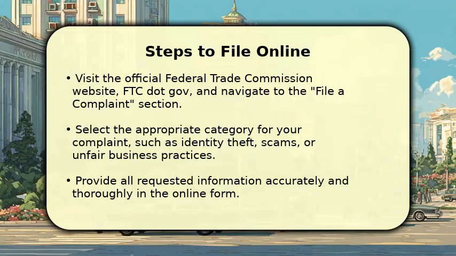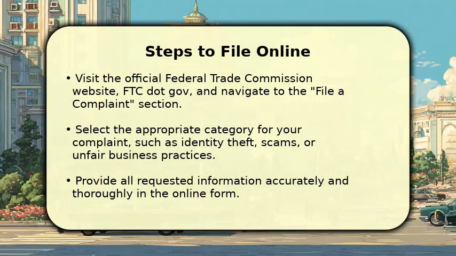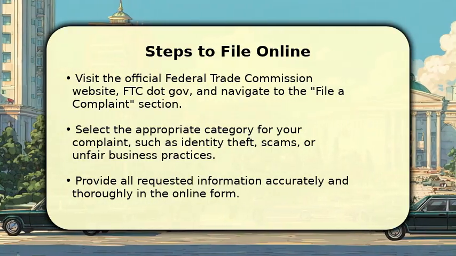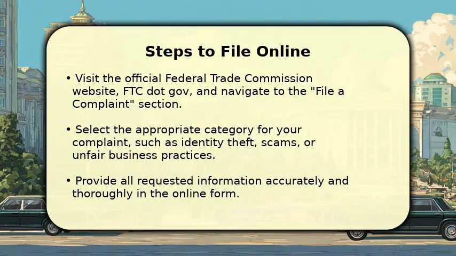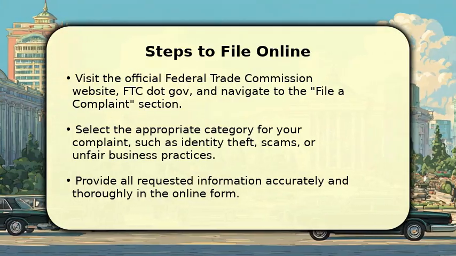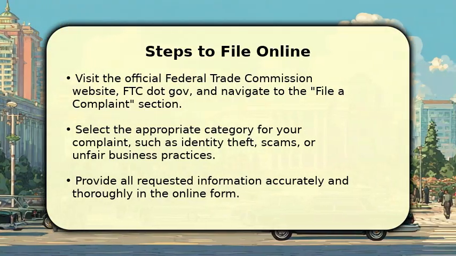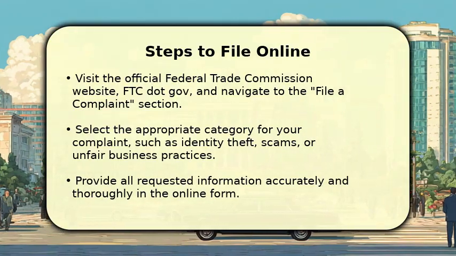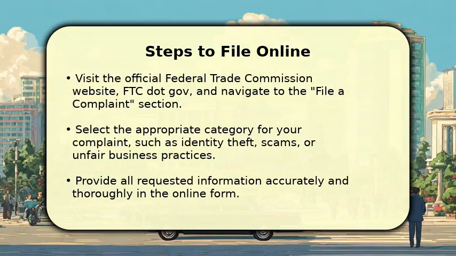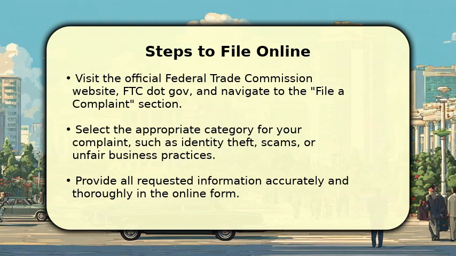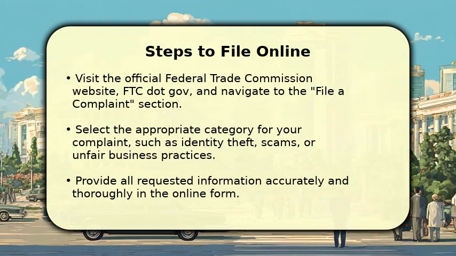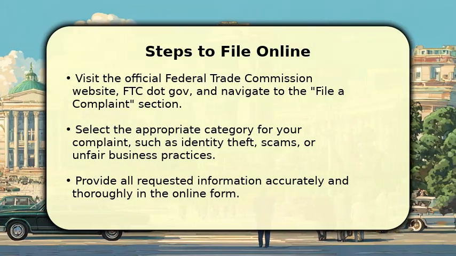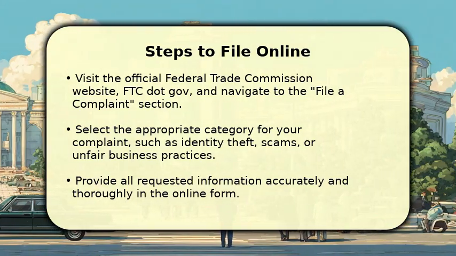To file your complaint, visit the official Federal Trade Commission website, which is ftc.gov. Once there, navigate to the File a Complaint section. You'll then select the appropriate category for your issue, whether it's identity theft, a scam, or an unfair business practice. Carefully provide all the requested information in the online form, being as accurate and thorough as possible. Before submitting, take a moment to review your complaint to ensure every detail is correct and complete.